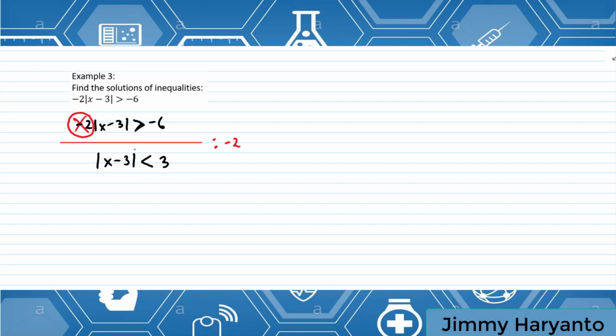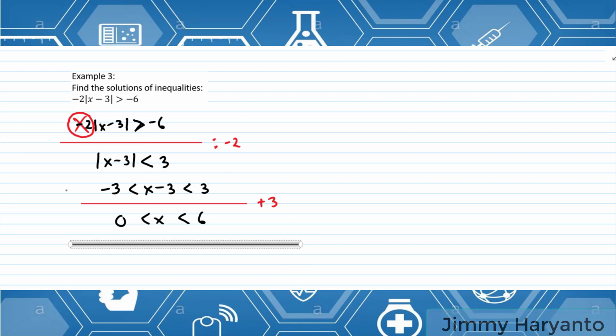The question is changed to this. So this form is exactly the same as the formula, so we can use the formula. The formula is negative a less than x minus 3 less than 8. We have to eliminate this negative 3 by adding 3 to all parts. So the result will be 0 less than x less than 6.